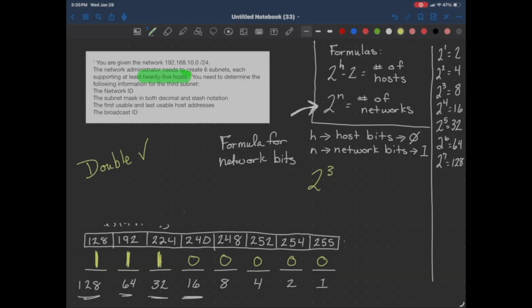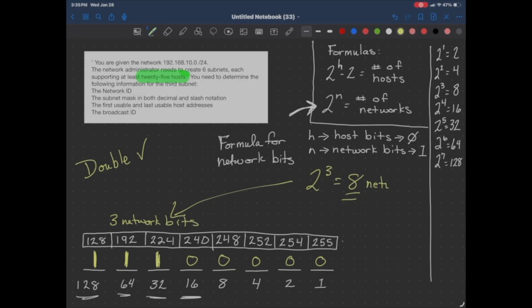Let's just double check this requirement meets the number of networks. It will, I'm sure. They usually don't mix these up, but let's take a look. Let's plug this into our formula for network bits. We have 3 ones, so 2 to the 3rd, and that gives me 8, which is enough to cover the 6 that we need. So that does indeed work as our subnet mask.